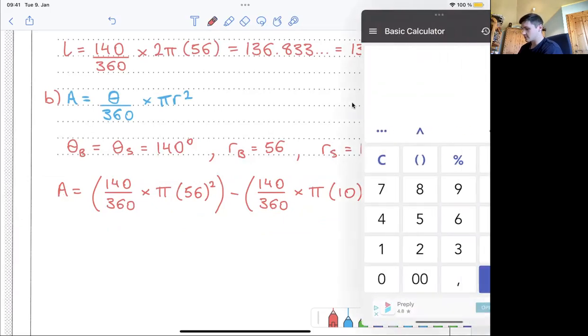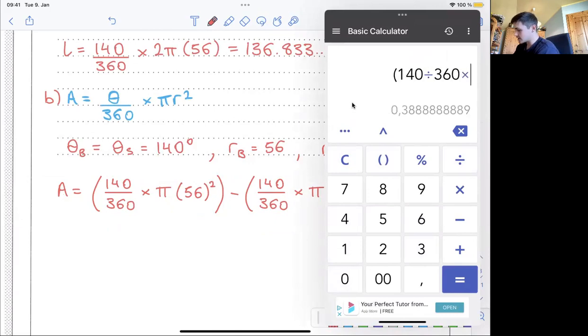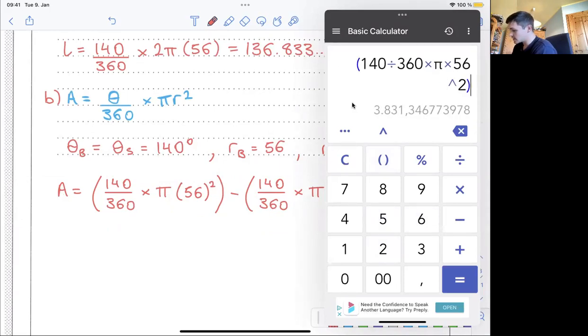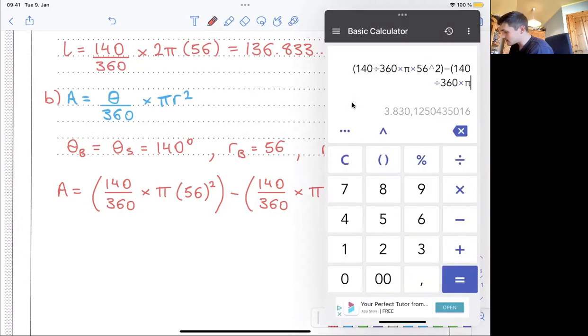All right, so let's go and do that. So I'm going to go 140. Actually, yeah, we're going to need some brackets here. 140 divided by 360 times pi times 56 squared. Okay, cool. Subtract now 140 divided by 360 times pi times 10 squared, which I could have just put in 100, but let's do that. And so, yeah, there we have our answer.